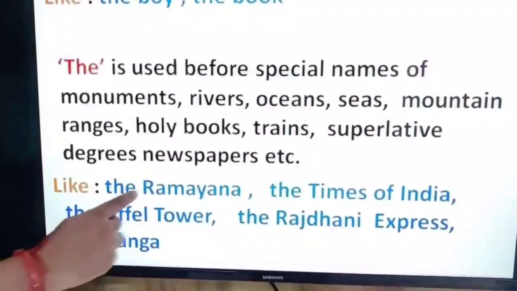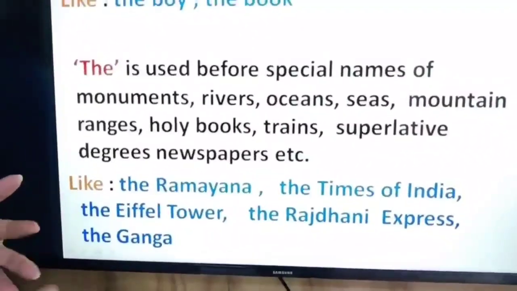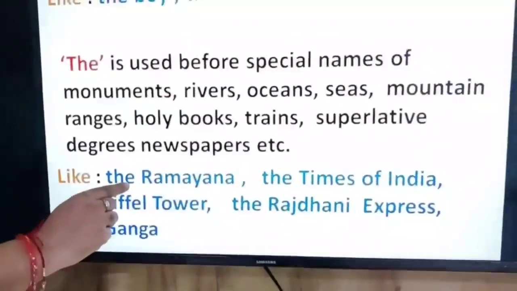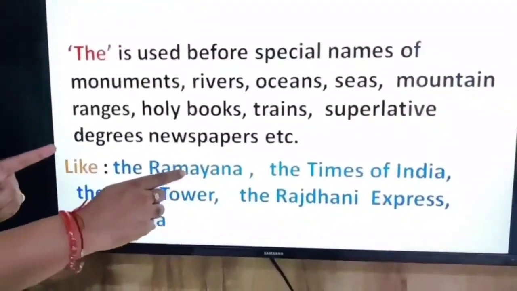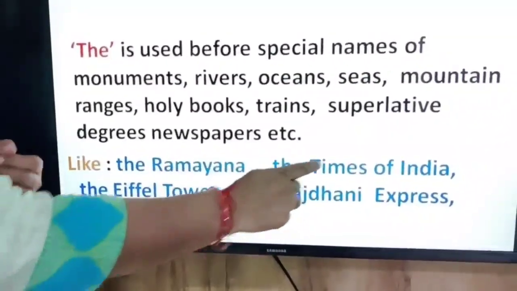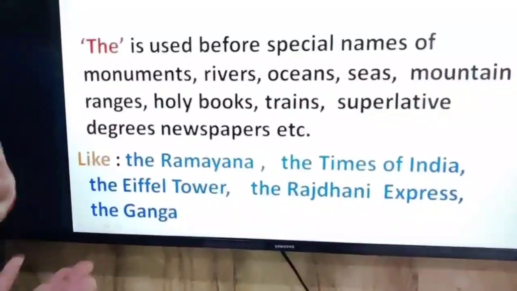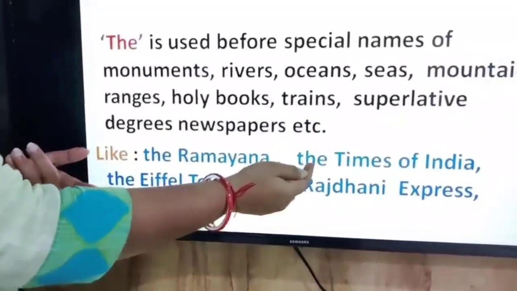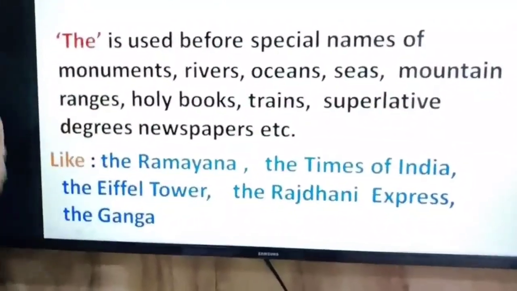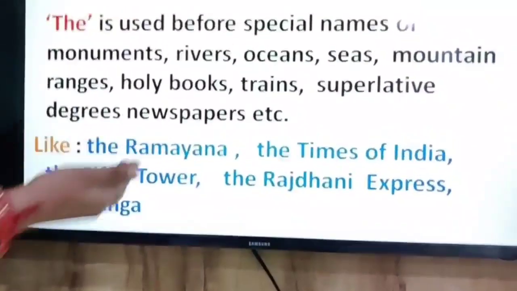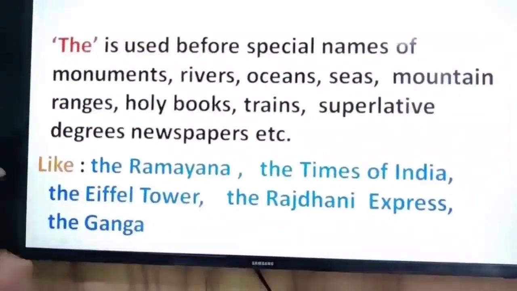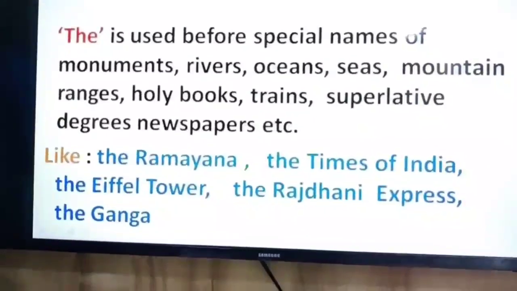Some examples are the Ramayana. Ramayana is the name of the holy book of the Hindus, so we'll put the before it. We'll not say a Ramayana or an Ramayana, we'll write the Ramayana. The Times of India is the name of a newspaper, so we'll write the before that. In all these examples, I have mentioned special names of a newspaper, book, monument or train, so we use the article the.